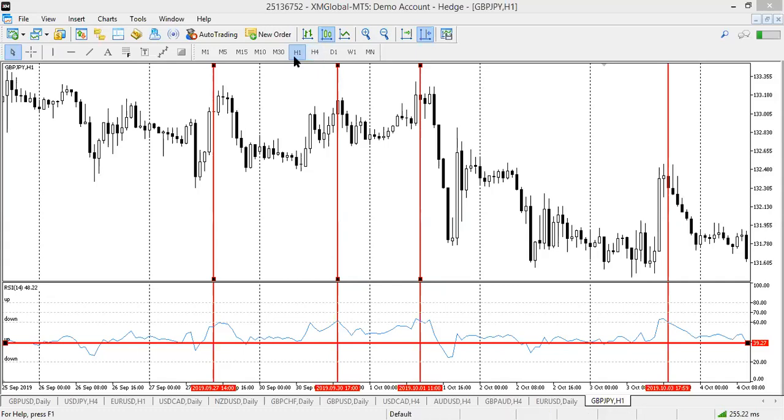Alright, so wait lang, basahin ko lang yung questions. Okay, this one I answered. Okay, kung overbought or oversold, kailangan na ba umexit? Pwede. If you want to be cautious, pwede.